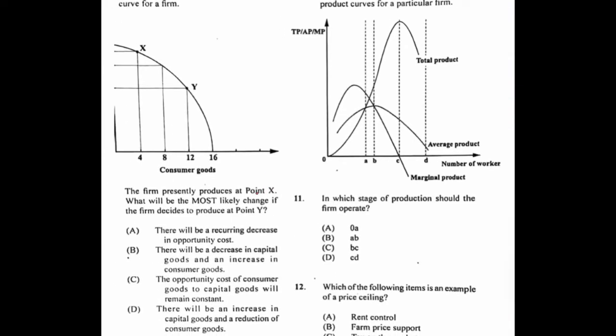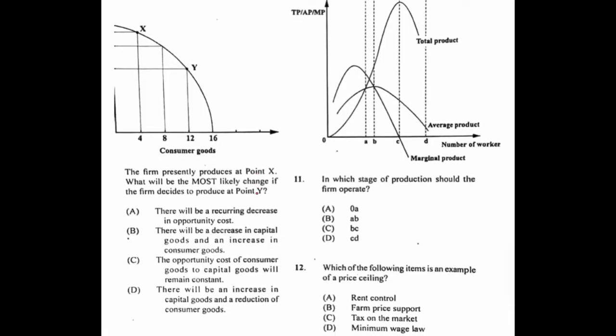Okay, so 10 says the firm presently produces at point X. What will be the most likely change if the firm decides to produce at point Y? So we see it's kind of cut off, but let me just draw a little line here to say this would be capital. Sorry, it's a bit outside.